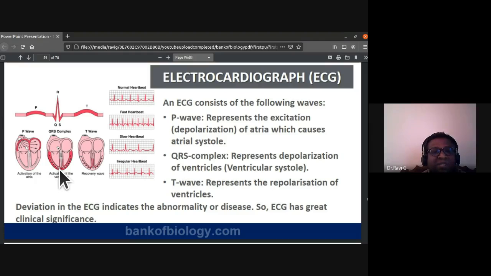P wave represents depolarization of the atria. QRS complex represents depolarization of ventricles. So they represent atrial systole and ventricular systole, whereas T wave represents repolarization of ventricles. Deviation in the ECG indicates an abnormality or disease. So ECG has great clinical significance.